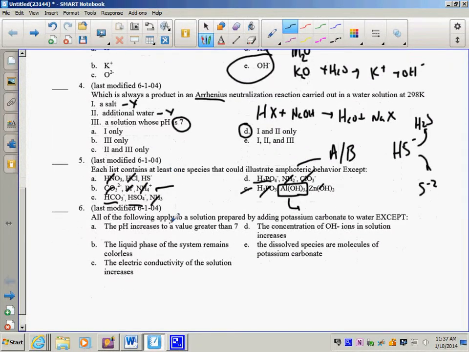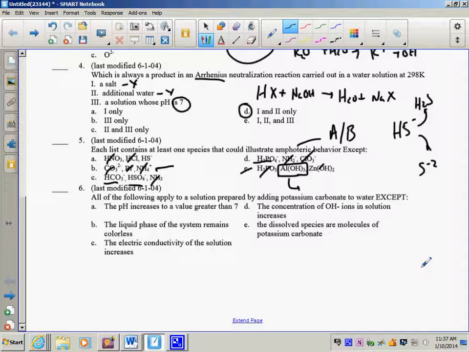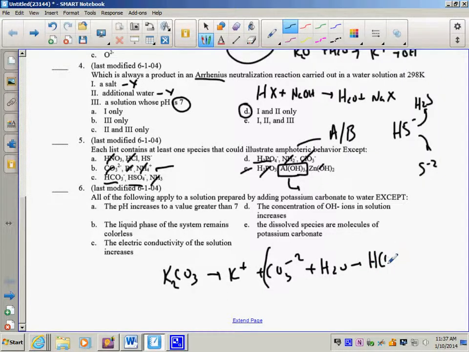All the following apply to the solution prepared by adding potassium carbonate to water. Okay, so we're going to add K2CO3 to water. It will dissolve, producing potassium ions and carbonate ions. The carbonate ion will then undergo hydrolysis to produce HCO3 minus 1 and some hydroxide ions. In this case, you should note that this is a weak base. So, which of the following applies to the solution except?